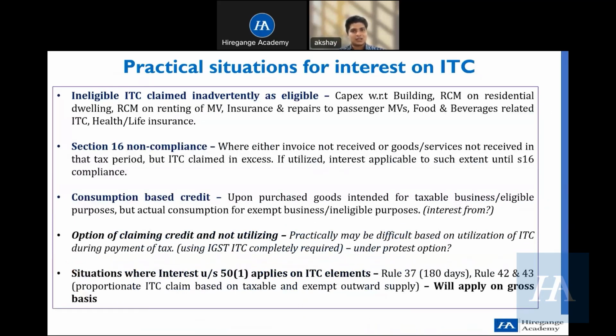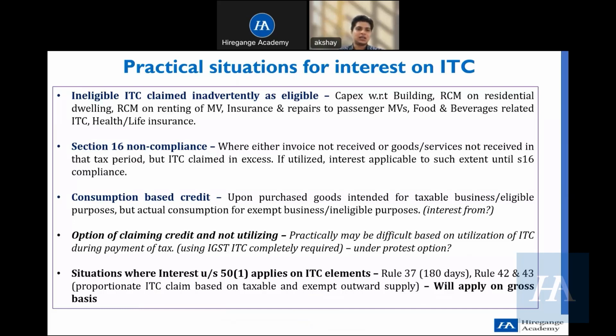So some of the practical situations for interest on ITC, first and foremost, is capex with respect to buildings, where it may be ineligible credit. RCM and residential dwelling could be said to be ineligible or eligible. This is a disputable area. RCM and renting of motor vehicles, more than 13-seater, less than 13-seater. Insurance, repairs in relation to such motor vehicle seating capacity. Food and beverage related ITC, health and life insurance. These are generally all the types of ineligible credits that may arise, which can be inadvertently claimed as eligible.